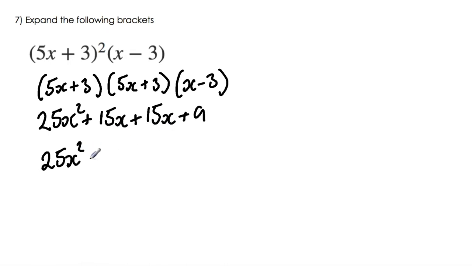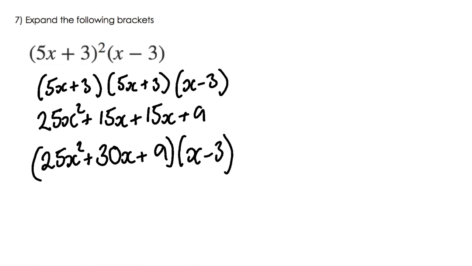15x plus 15x gives us 30x plus 9. I'm then going to expand 25x squared plus 30x plus 9 with x minus 3. So let me put that in brackets. x minus 3. I'm now going to expand both the brackets.